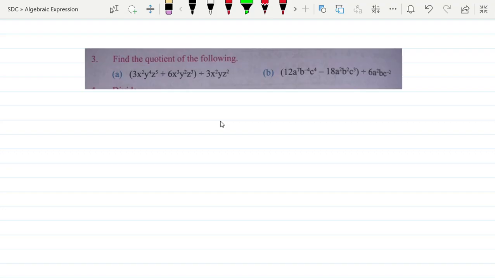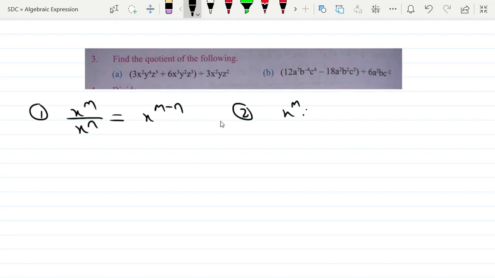So the very first rule is when two terms have the same base and they are getting divided, the powers will get subtracted. And the second rule is when two terms are getting multiplied with the same base, their powers will get added.